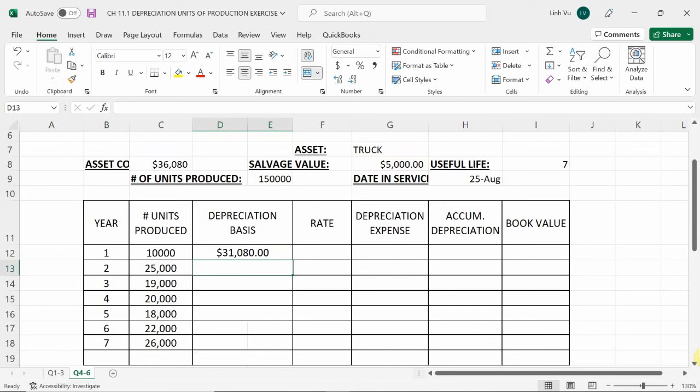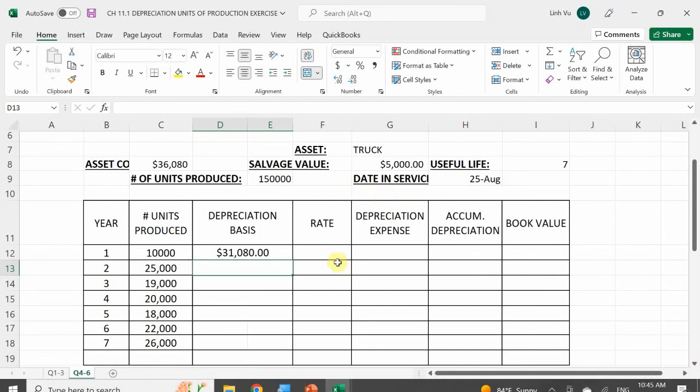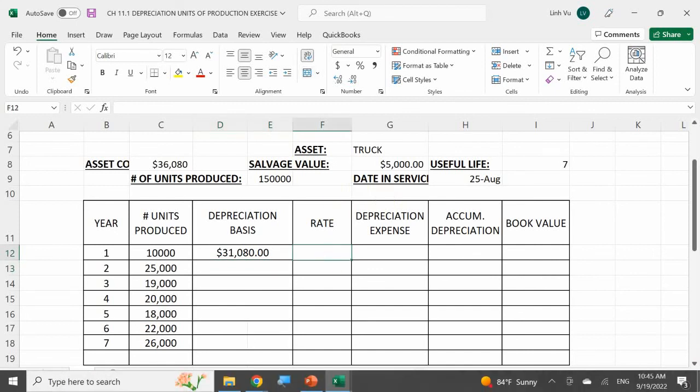3608. Minus 5. Okay, 31. Yes. I wonder how I get that. You forgot a zero. You want it minus 500 instead. Okay. What is my per unit rate going to be?